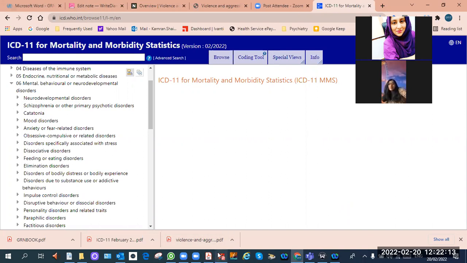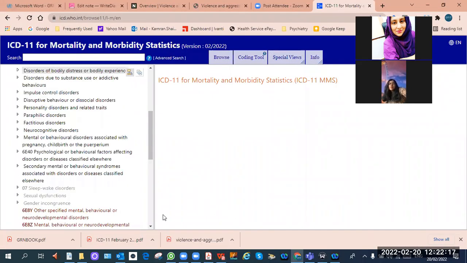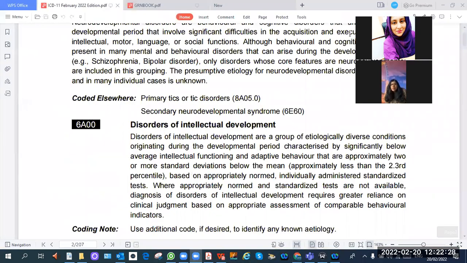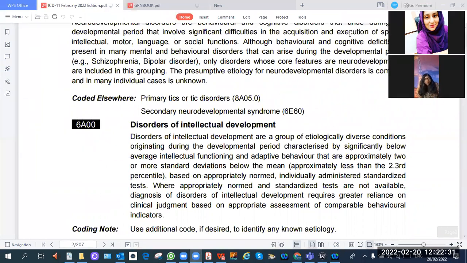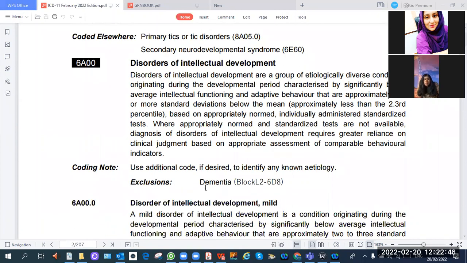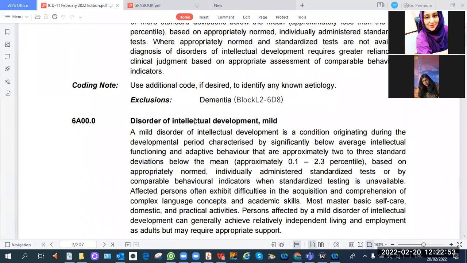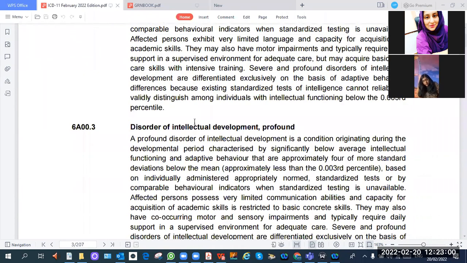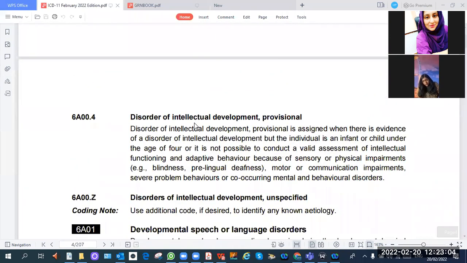So let's go back. That's how it looks like, and you're very welcome. Now let's start with this block. We are doing the first thing first in life, which is intellectual development. Not even primary or secondary, but just the developmental things first. Exclusions are dementia, so they are making it clear that they are not starting with dementia but with intellectual development. Disorders of intellectual development: mild, moderate, severe, profound, and then provisional.